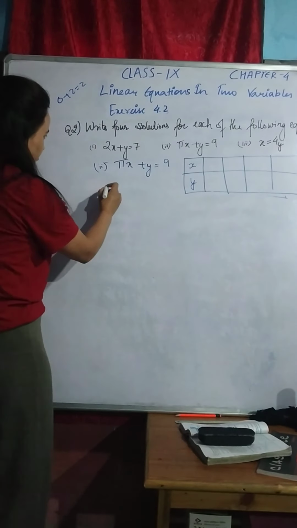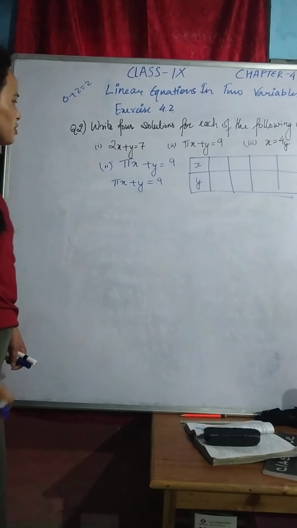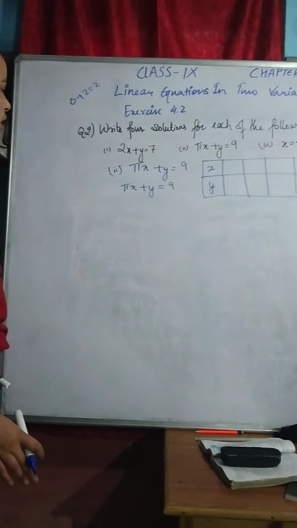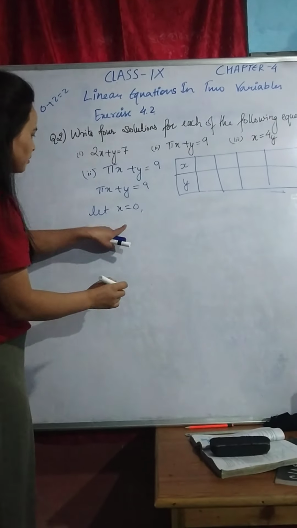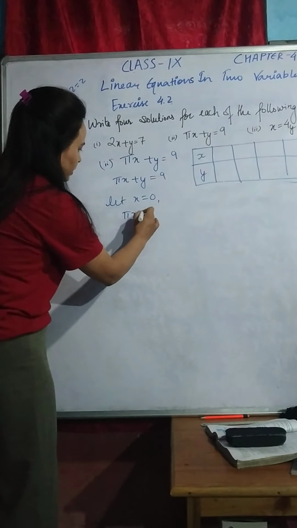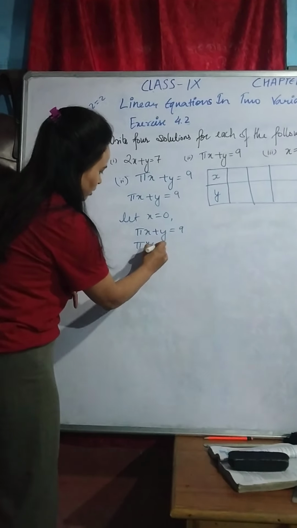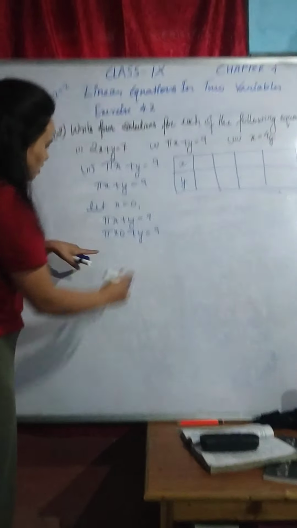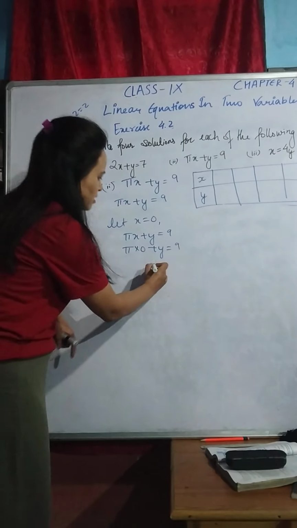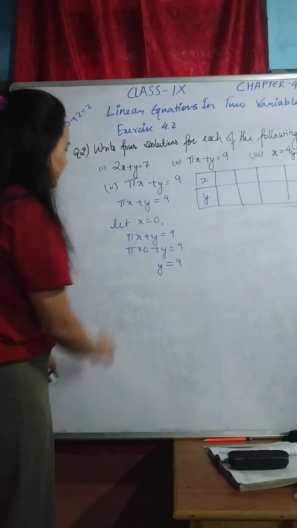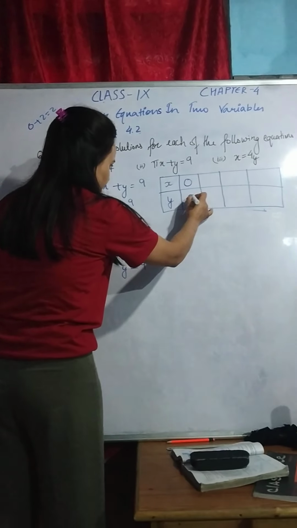Okay, now this is your equation, pi x plus y is equal to 9. Let's assume the value of x here. Okay, let x is equal to 0. If x is equal to 0, then this equation will become pi, in place of x write 0, plus y is equal to 9. So when you multiply any number with 0, obviously the answer is 0. So 0 plus y is y. So y is equal to 9. Okay, so we got the first solution. When x is 0, y is 9.